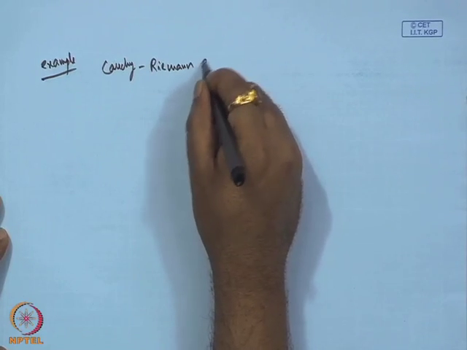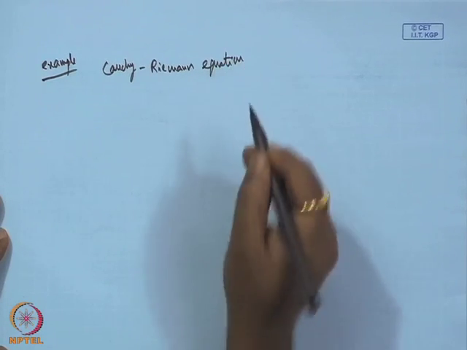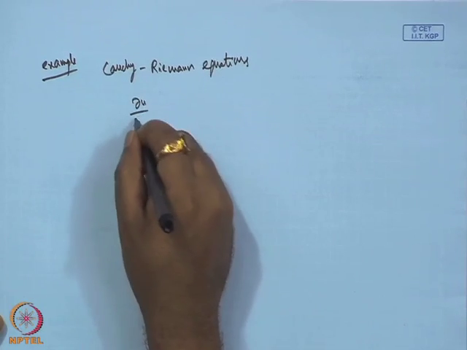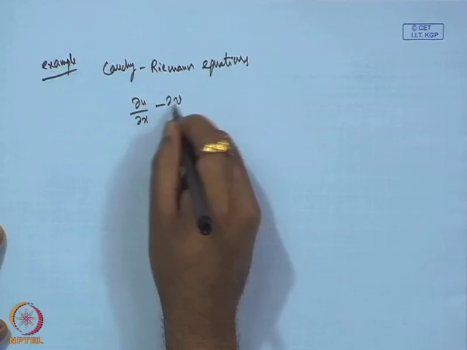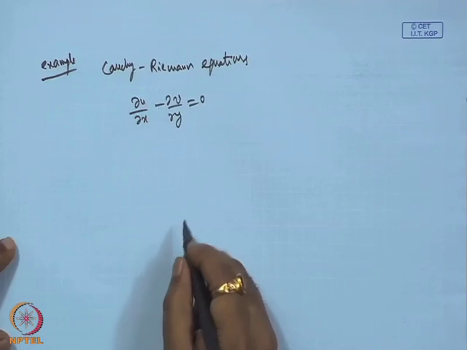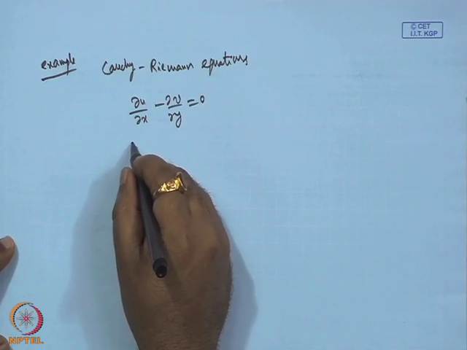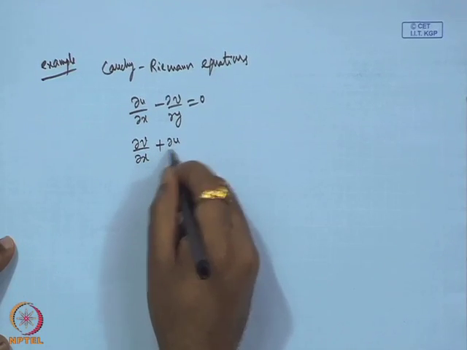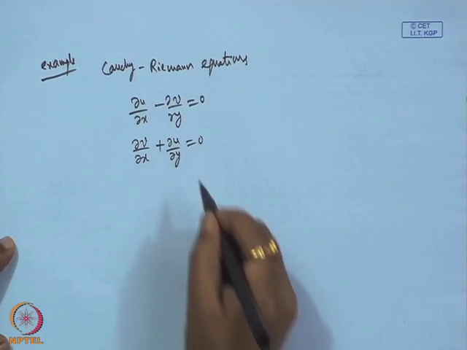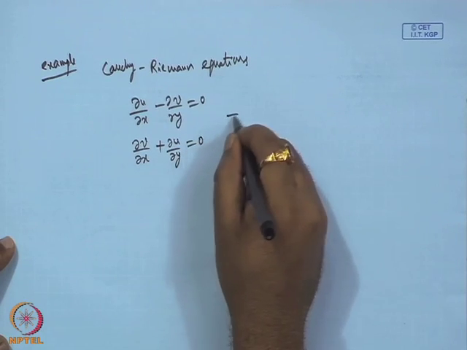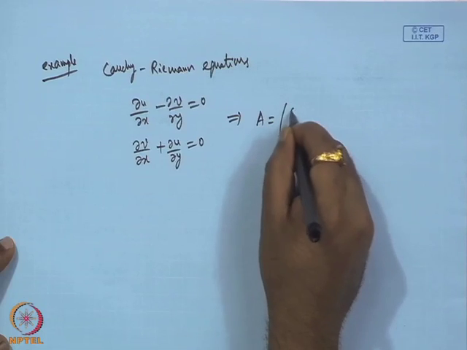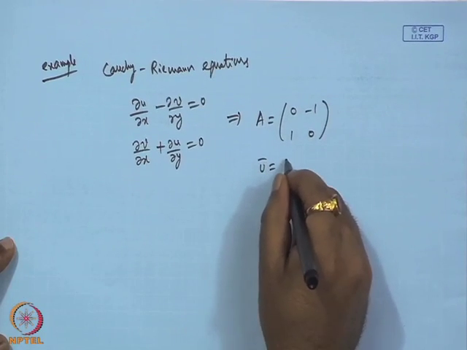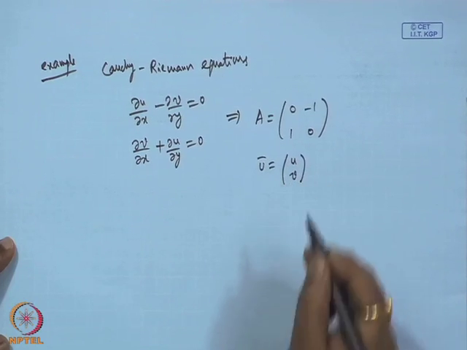Suppose you consider the CR equations, the Cauchy-Riemann equations. Then u x equals v y, and u y equals minus v x. So, this implies A is given, and u bar is (u, v).